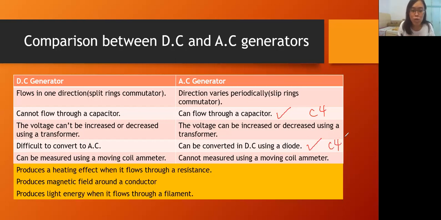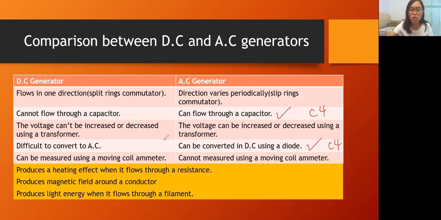Then for the DC generator, it can be measured using a moving coil ammeter, which means the magnitude of the current can be measured using an ammeter. Why? Because the current only flows in one direction. Same as the ammeter, it only allows the current to flow in one direction. That's why, if you remember when you were doing the experiment, we must make sure the wire is connected correctly to the positive terminal and the negative terminal. But for an AC generator, because the current flows in different directions periodically, it cannot be measured using an ammeter, because an ammeter only allows direct current to pass through.